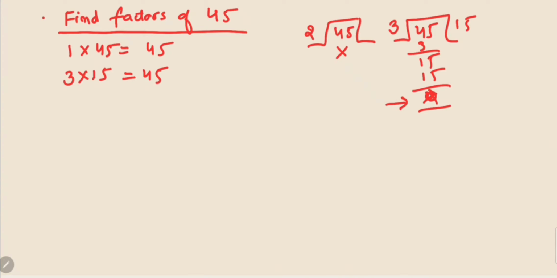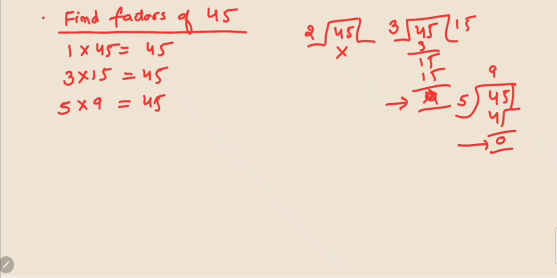Next number will come, which one? 4. With 4 also we won't be able to divide 45. There will be some remainder. So next is 5. 5 nines are 45. So remainder is equal to 0. So 5 multiplied by 9 is equal to 45. Now we will check with number 6. If I divide this 45 with 6, we'll get some remainder. So 6 is not a factor of 45.